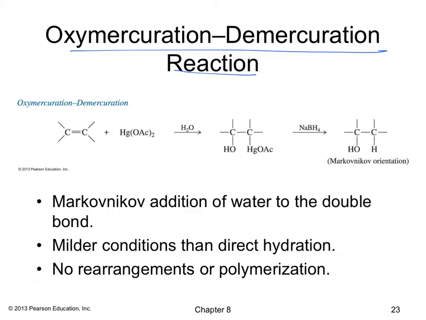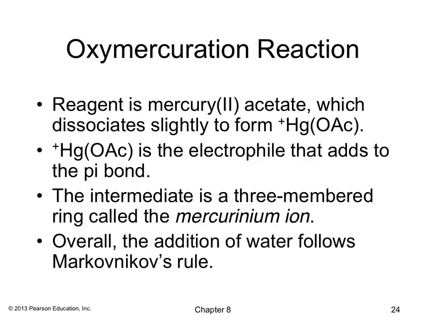with milder conditions than direct hydration, and no rearrangements or polymerization occurs using oxymercuration-demercuration. The reagent is mercuric acetate, which I've discussed, which dissociates to form this positive mercury acetate. The mercury acetate is the electrophile that adds to the pi bond, right? So the double bond will attack this. The intermediate is a three-membered ring called the mercurinium ion. So this is something you'll have to know.